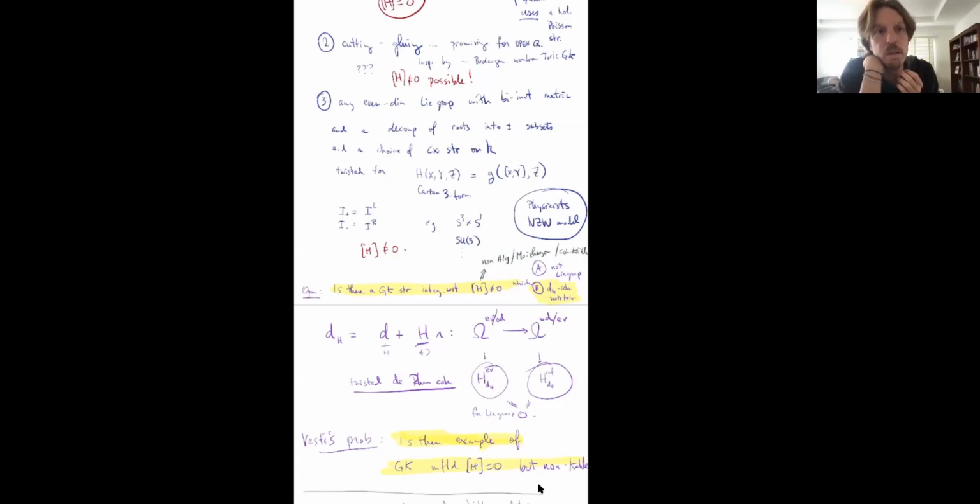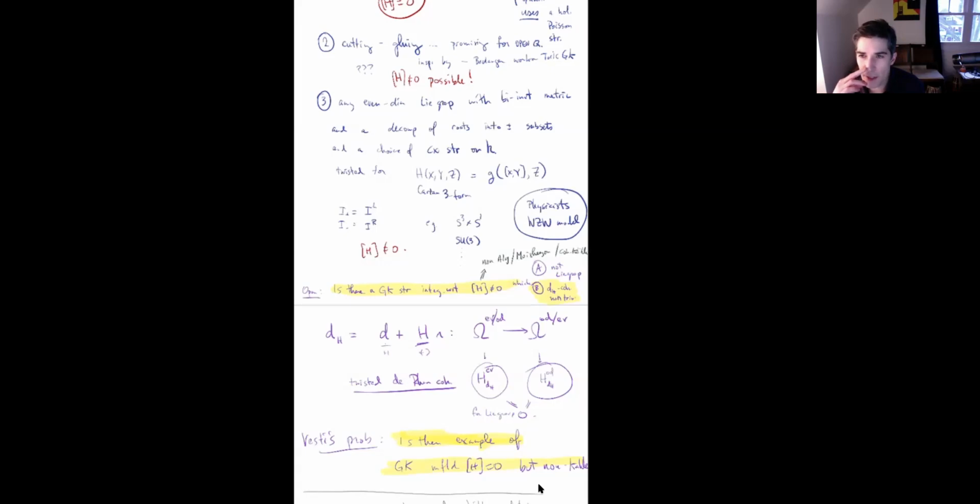No. What do you mean? Well, the thing is, there's one way of thinking of the DD bar lemma as being a consequence of the Kähler identities, but you can make sense of the DD bar lemma without that. Well, I don't remember the answer to your question.